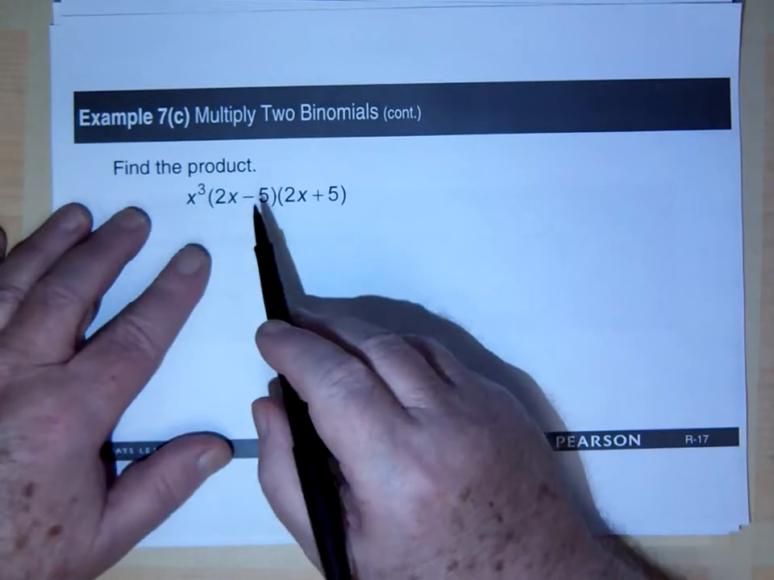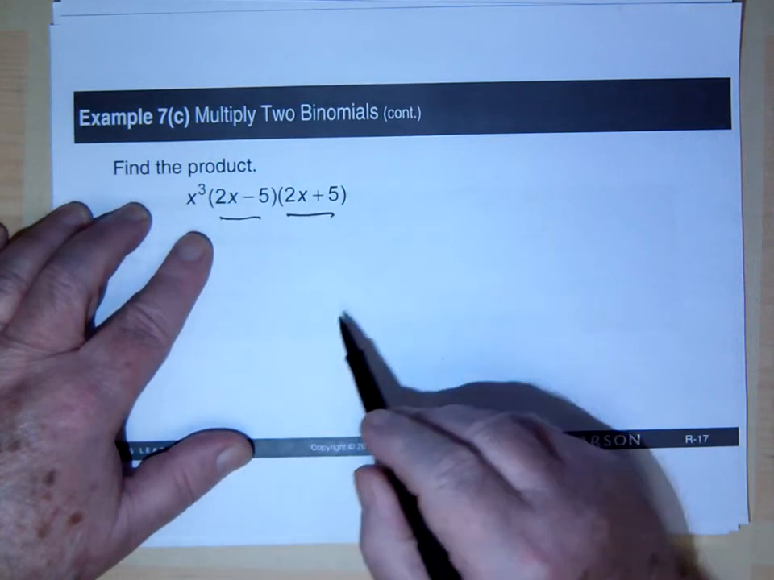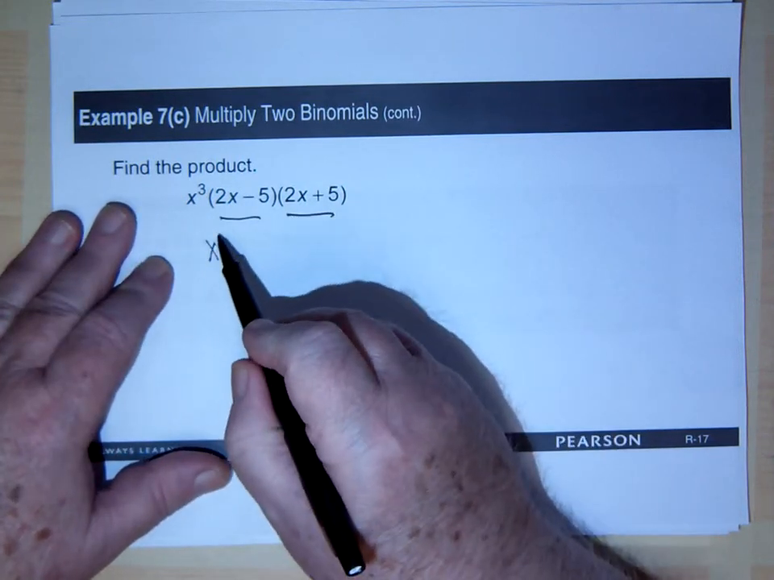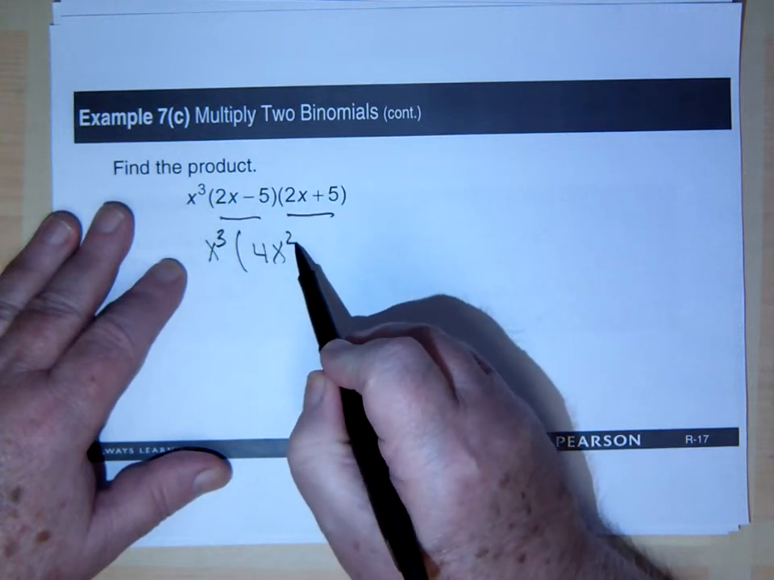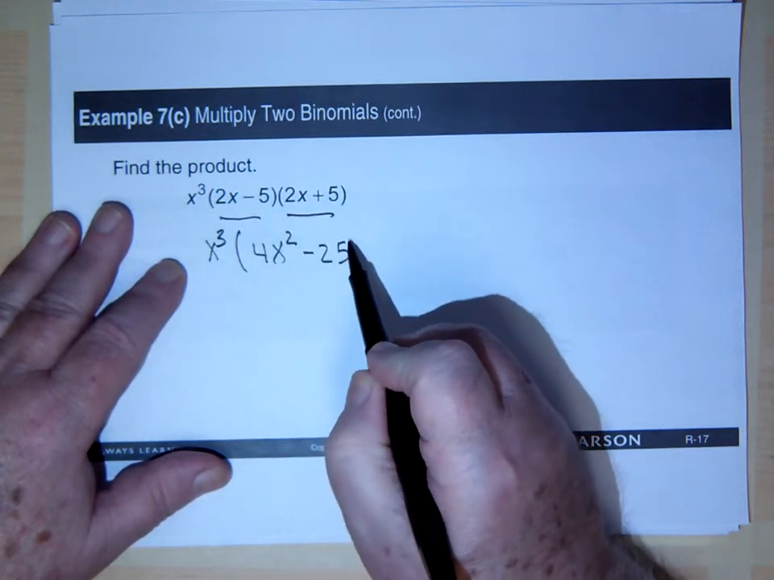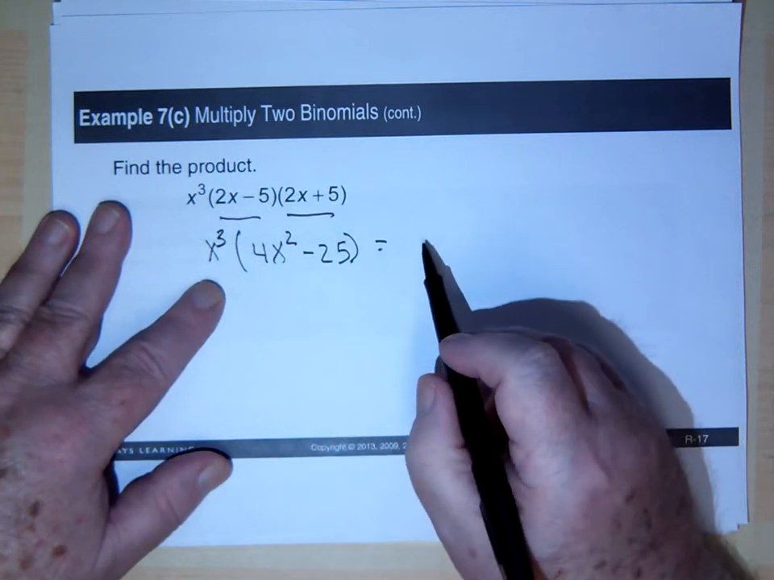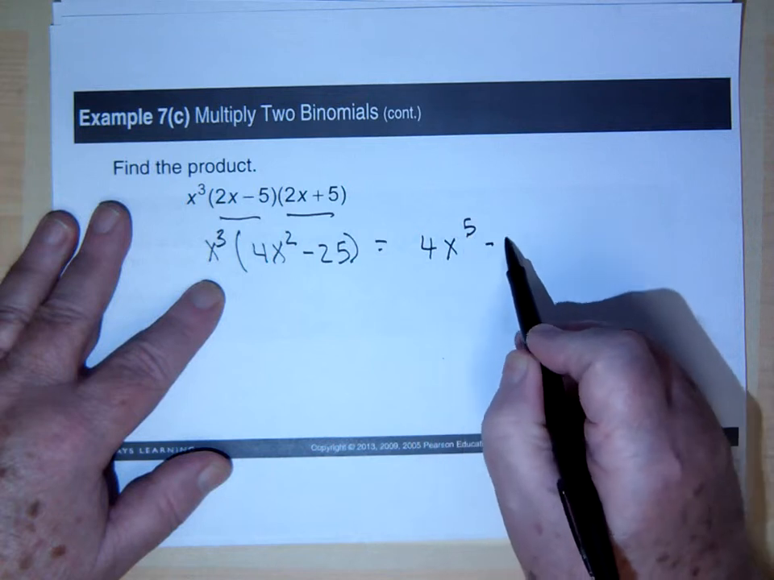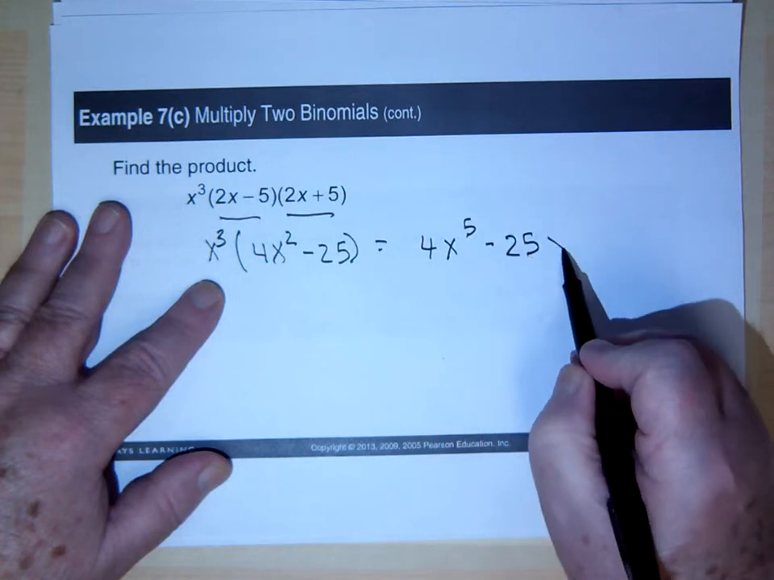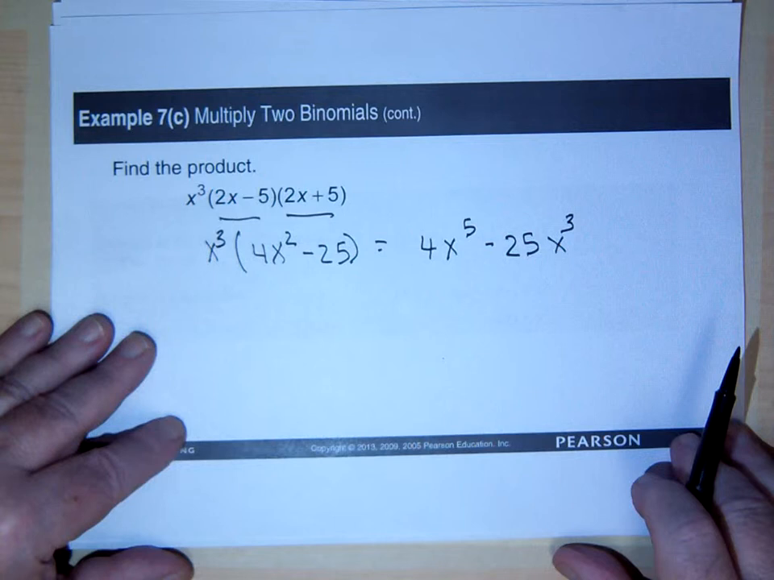Now here I have a similar situation happening with those. So this is going to be x cubed, and then this is going to be, so now I will distribute that across, and this is going to be 4x to the 5th minus 25x cubed.